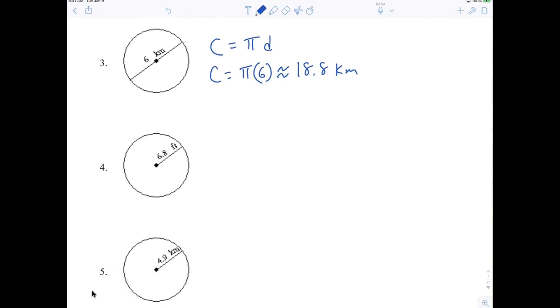Now number 4, you're going to put r equals what? 6.8. So what's the formula for the circumference if they give you the radius? Circumference is equal to 2 pi r. 2 times pi times r.